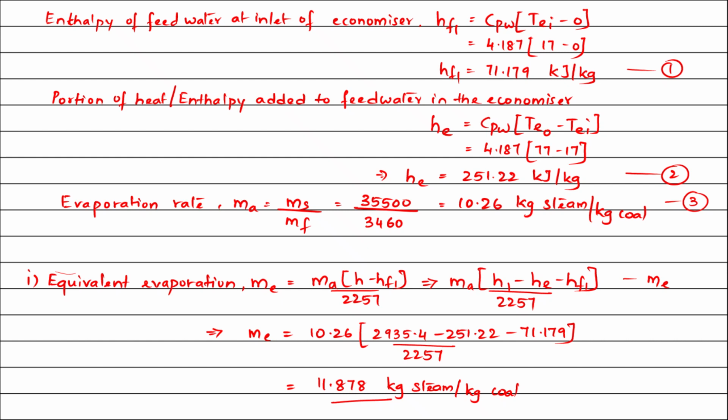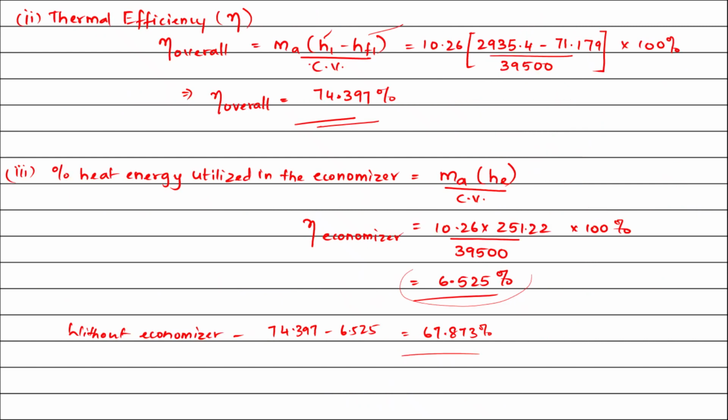Then using these values, I am finding the equivalent evaporation of the boiler. I want to make it specific: I am considering only the boiler here. That is why I have subtracted the enthalpy added in the feed water in the economizer and the enthalpy of the feed water at the inlet of the economizer. Only then will I have the heat added just in the boiler. Accordingly, I get my equivalent evaporation as 11.878 kg of steam per kg of coal.